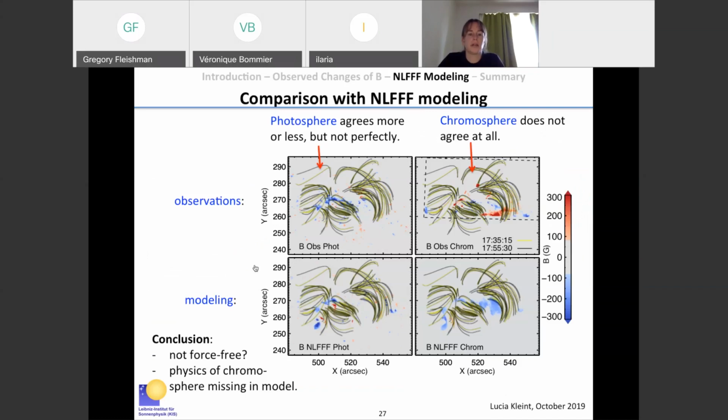Results. We have the observations in the top row, the modeling in the bottom row, the photosphere on the left, chromosphere on the right. If we look at the photosphere, the observations show the changes mostly at the neutral line, as I showed before. Modeling also shows the changes there, expected because it was a boundary condition, but there are also some changes reproduced by the model. Especially in the bottom left, there is a big blue patch which was not observed. It seems that these models also do something in the photosphere which is not completely realistic. If we look at the chromosphere, the right column, then we see that the chromospheric changes, the observed ones, happened mostly at the loop foot points.